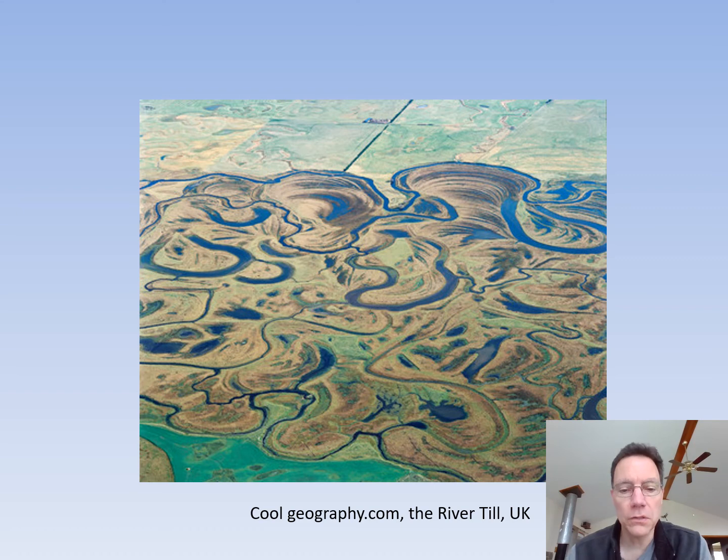There's a website called coolgeography.com. If you're bored, you can take a look at this. This is a river in the UK that has meandered so much, I can't even tell you where the main channel is anymore. But it's this whole landscape of meanders and backwaters and scrolls and oxbow lakes that are just really great habitat for lots of organisms.